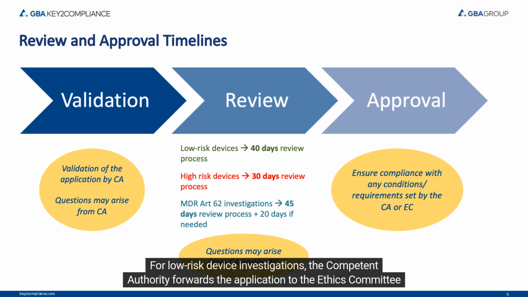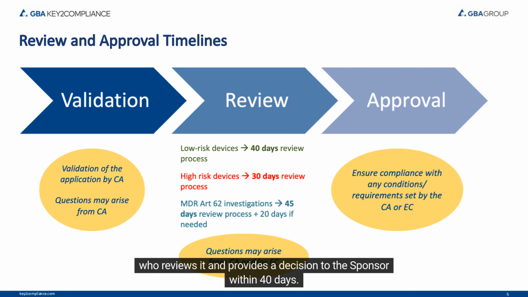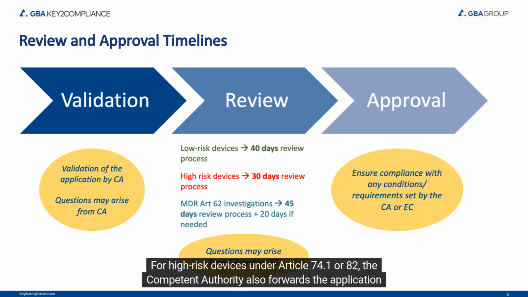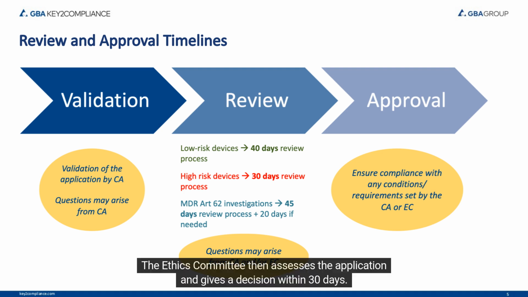For low-risk device investigations, the competent authority forwards the application to the Ethics Committee, who reviews it and provides a decision to the sponsor within 40 days. For high-risk devices under Article 74.1 or 82, the competent authority also forwards the application to the Ethics Committee. The Ethics Committee then assesses the application and gives a decision within 30 days.